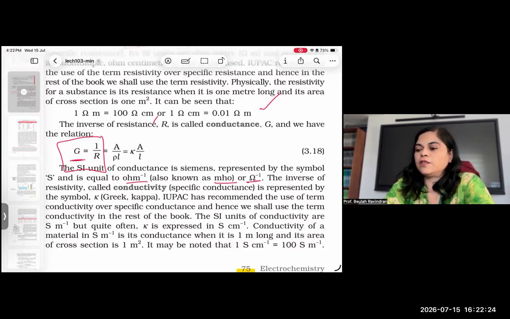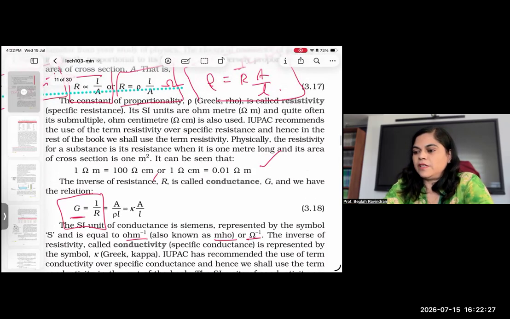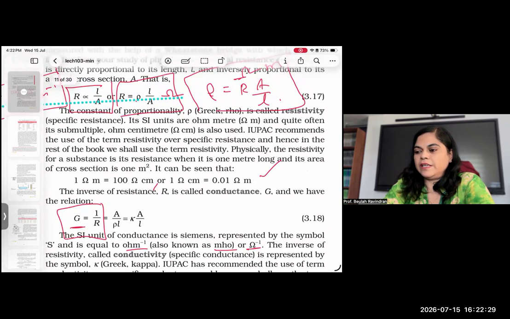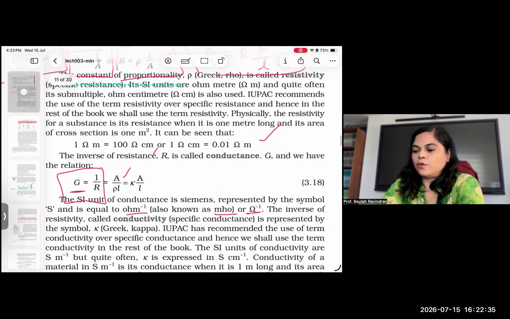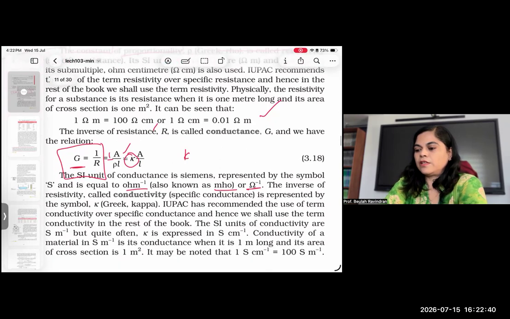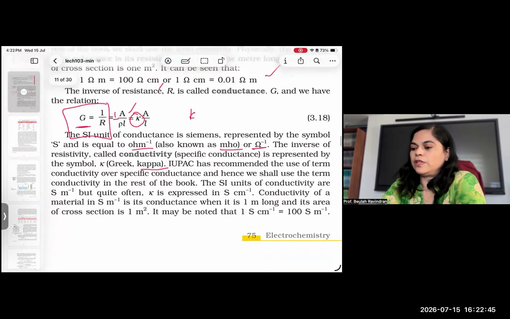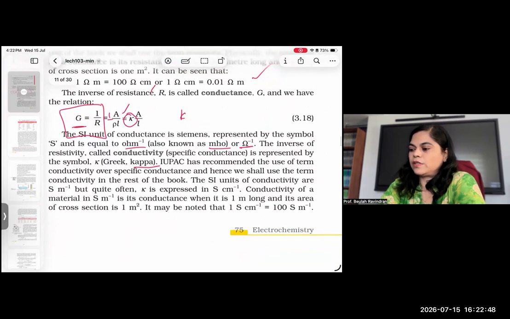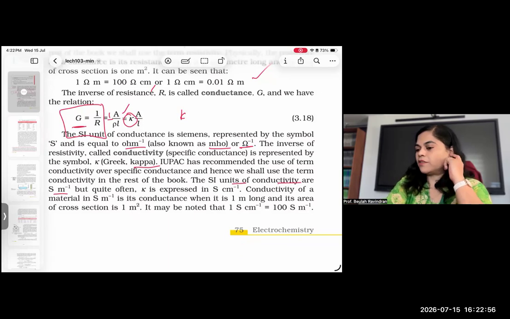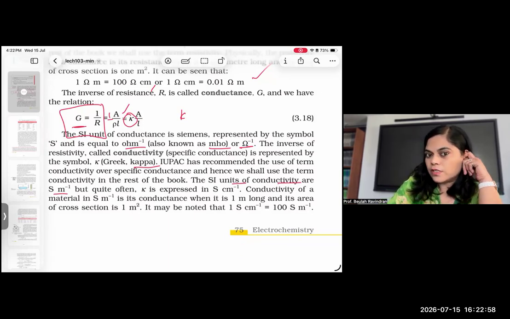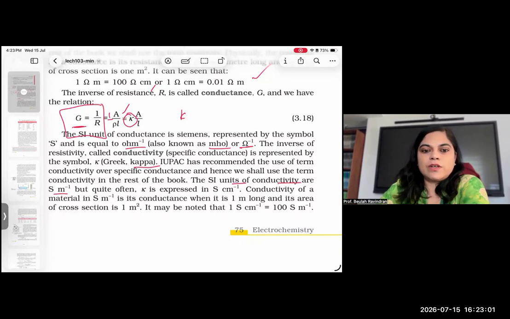And you can write this equation in terms of rho L by A. Instead of that, you can write A by rho L. So this 1 by rho can be written as kappa. It is a Greek symbol, known as kappa. You can write the unit of kappa also. The SI unit of conductivity is Siemens per meter also. So this is a very important topic you have to understand.